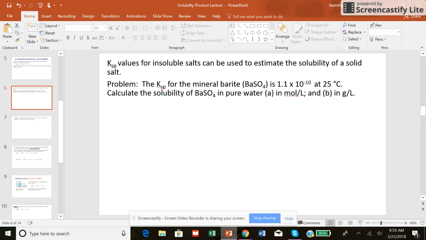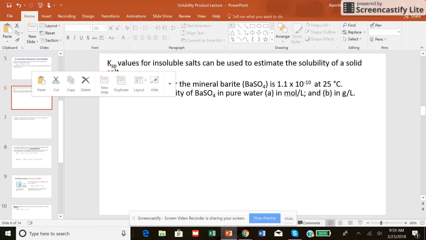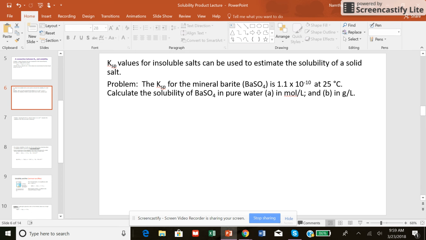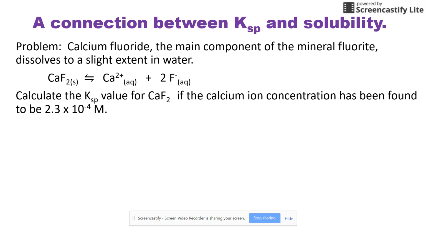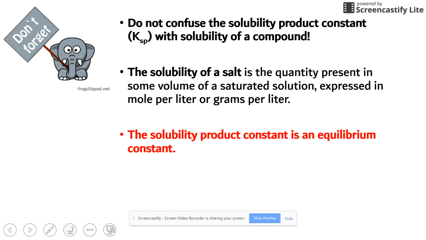Okay, let's take a look at this problem. Barium sulfate. This problem gave you the KSP of barium sulfate.